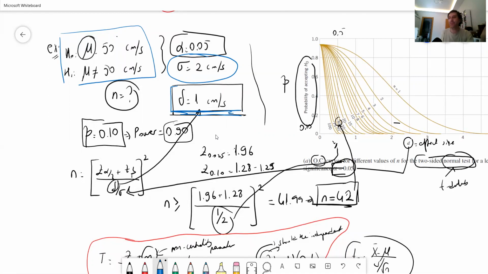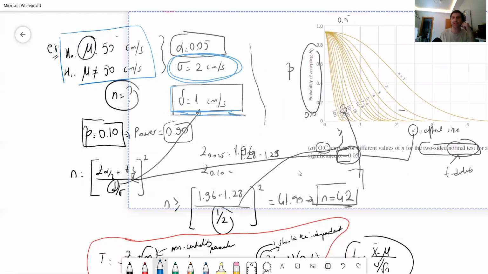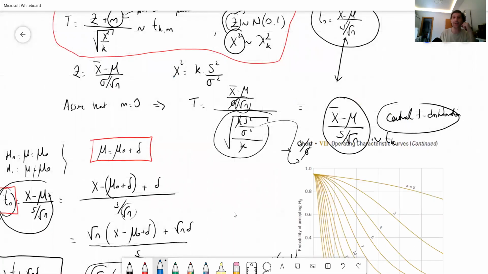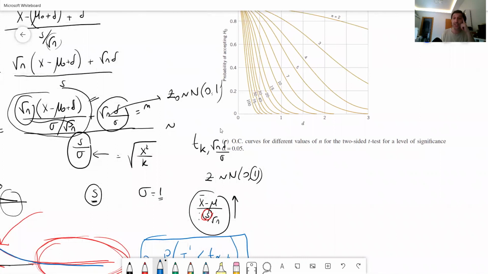What should be the sample size to detect this much of a shift in population mean with a power of 0.90 or 90%? That was basically the question. We may ask a very similar question, but this time this information would not be given to us. So we are still talking about the same example, but the population mean is not known. The population standard deviation is not known either. So this is the test we would like to conduct.